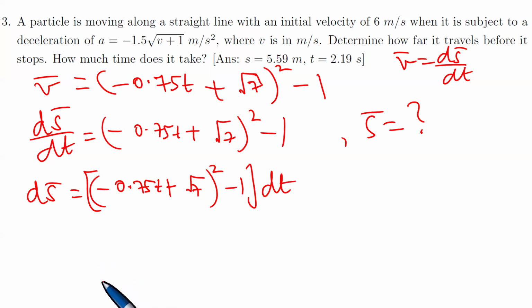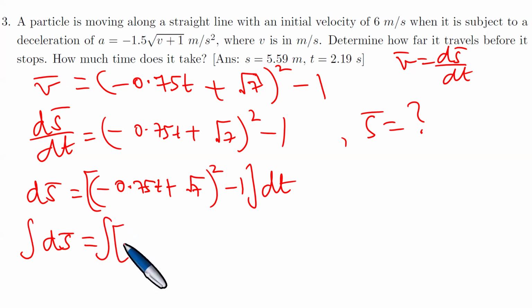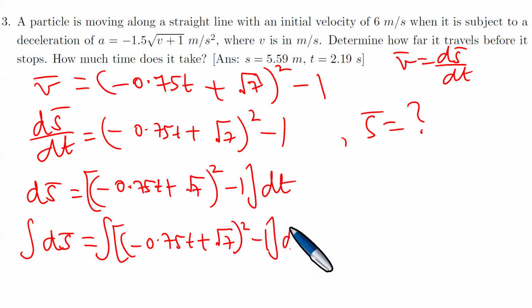Okay. Let us deal with this. Now we need to find the integral of this. What is the integral of this? Okay, let's check. To find the integral of this, first things first, we need to find the integral of s. There are too many ways. The integral of minus 0.75 t plus the square root of 7 squared minus 1 dt.